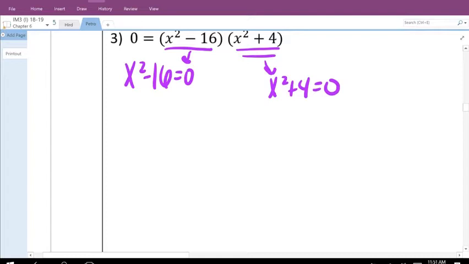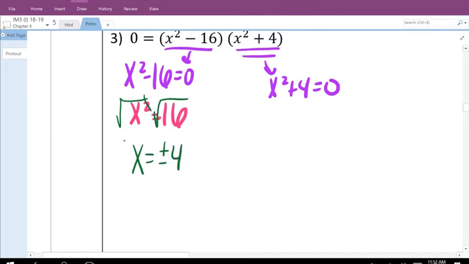And now we're back to what we just did on number 2, because look, there is no x term in the middle here, which is super exciting because it makes it easy. So I would add 16 to both sides, and I would get x squared equals 16. Now what? What's the opposite of squaring something? Square rooting. So I take the square root, and I get x equals plus or minus what number? 4. Done with that one.